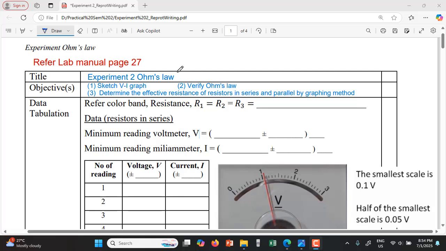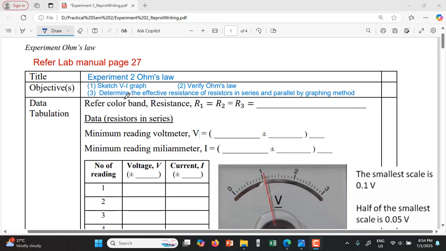So for example, we have to check on your report writing on experiment 2. So the objective will be, first one, sketch the VI graph, then you need to verify the Ohm's law, and then determine the effective resistance for resistors we connect in series and parallel by the graphing method. So we have a checking.